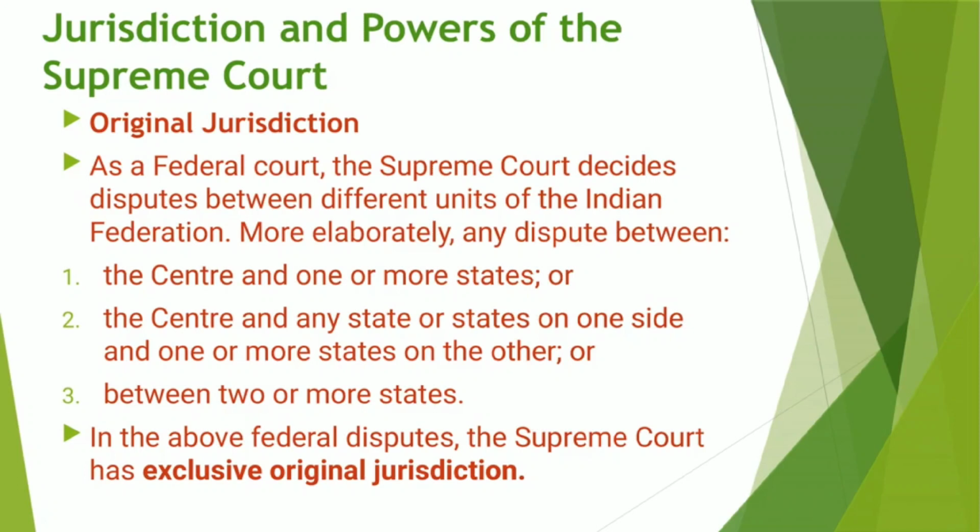Next, we have the jurisdiction and powers of the Supreme Court. So here first comes the original jurisdiction. Original jurisdiction means exclusive jurisdiction, and only the Supreme Court has this power of original jurisdiction. This also empowers the Supreme Court to give judgment over all the disputes which occur between the center and one or more states, or the center and any state or states on one side and one or more states on the other, or between two or more states.